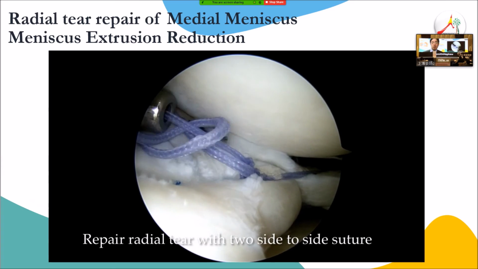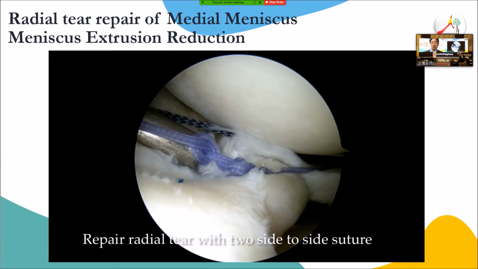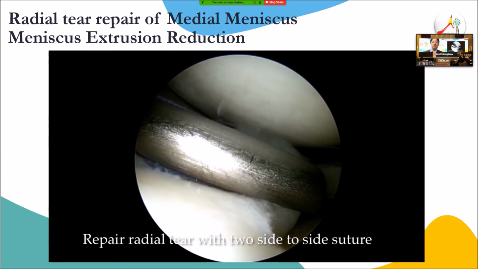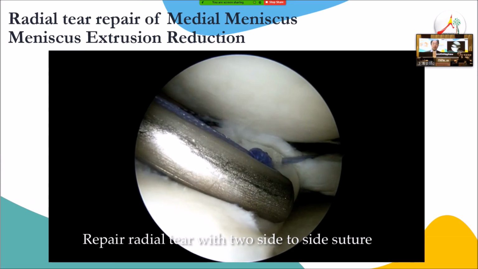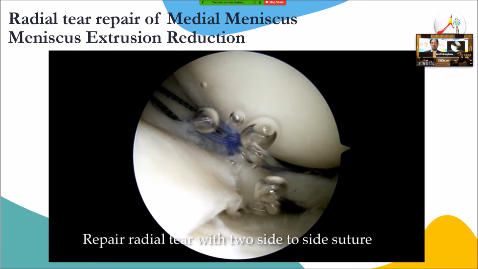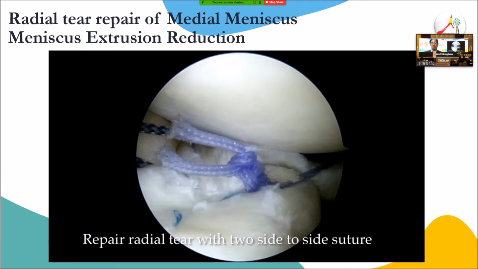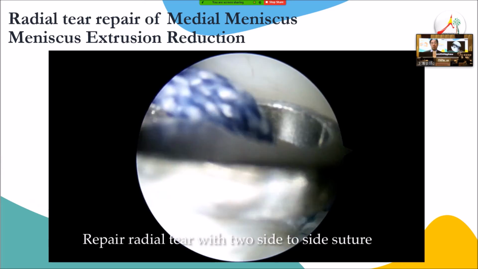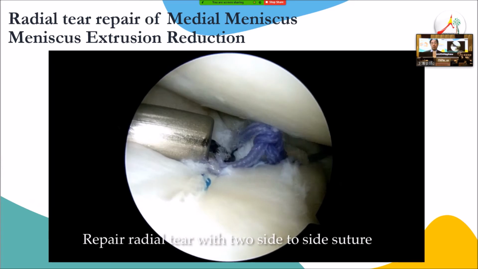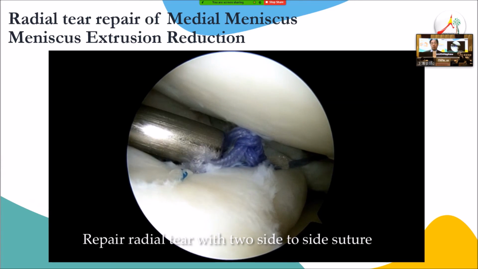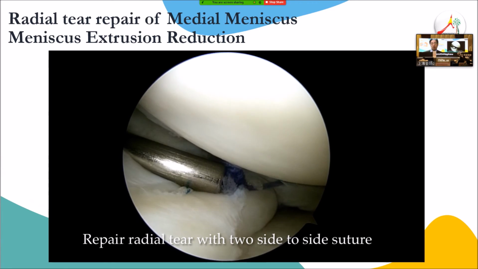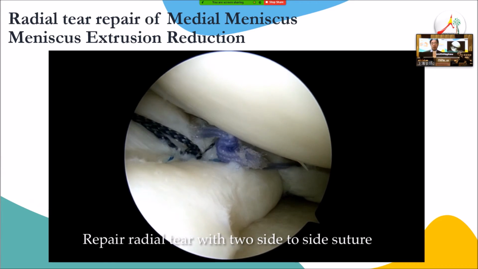So the key is you need to make a big bite because the repair is parallel to the meniscus fiber. So it is important to take a big bite. Okay, otherwise it would cut through the tissue. Okay, like that, and one in the peripheral part. Okay, so you see that after the extrusion reduction and the repair, the meniscus coverage on the tibia is getting much better. Okay, and the patient is quite happy and has good healing.